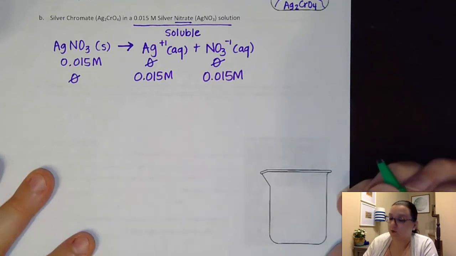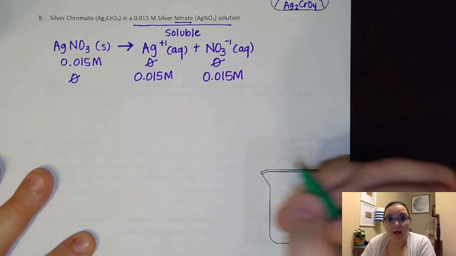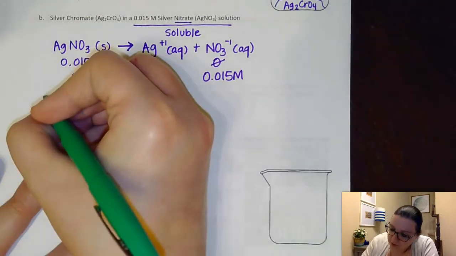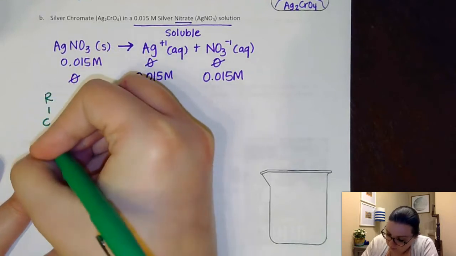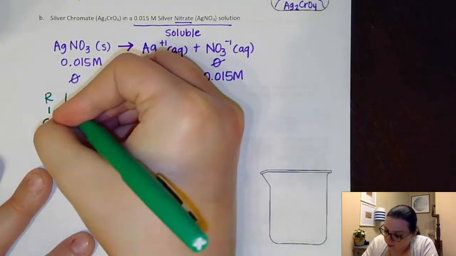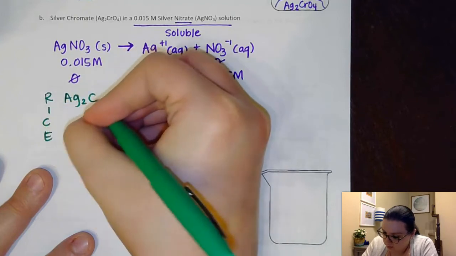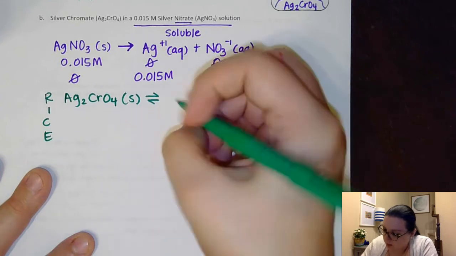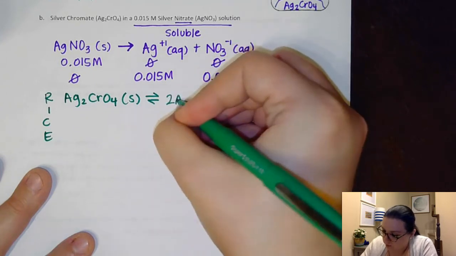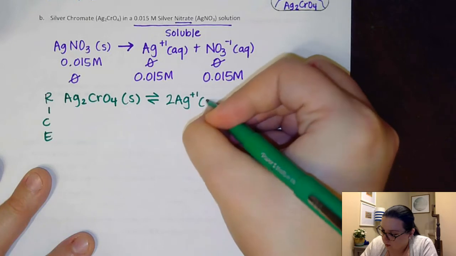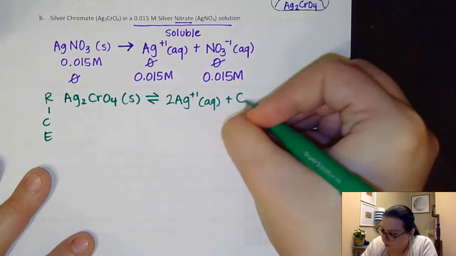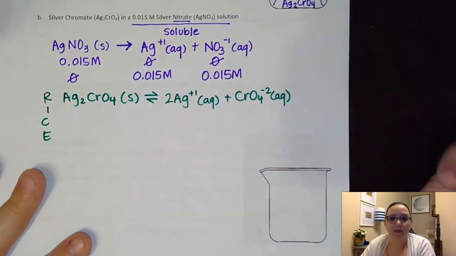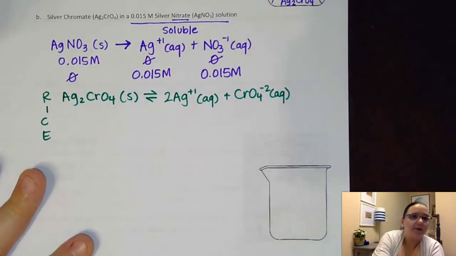Now the issue with silver chromate is, again, it's an insoluble salt, and so I'd have to use equilibrium to calculate with it. So I know here that I'm going to have a RICE table involved, and so we're going to have our Ag2CrO4 solid. We're going to have our same ions that we had up above, the 2 silvers and the chromate. So again, this equation looks exactly like the one I did on the last example. However, here's the big difference.